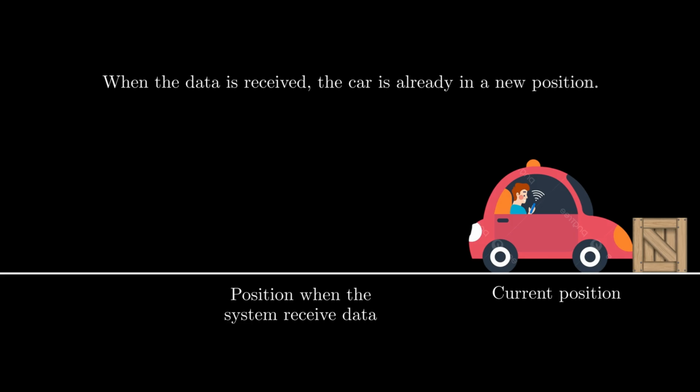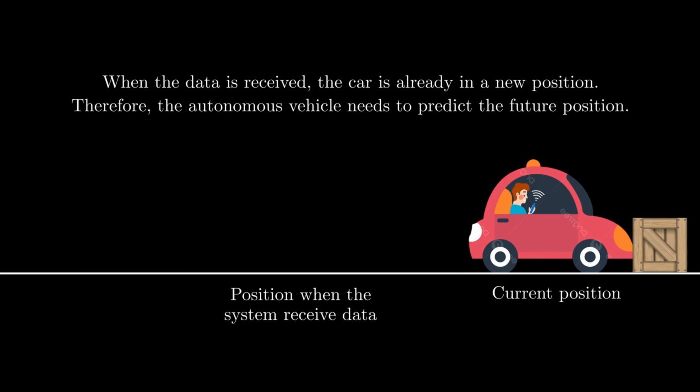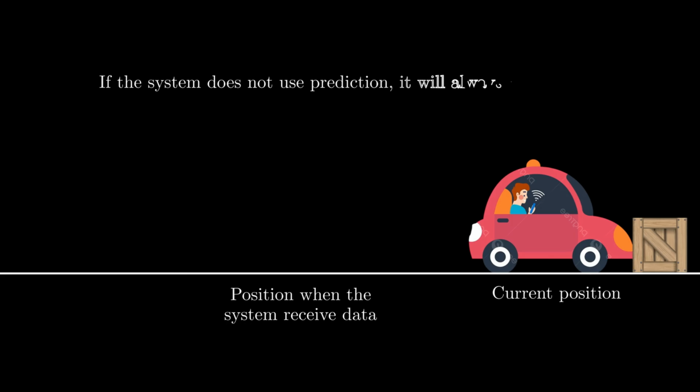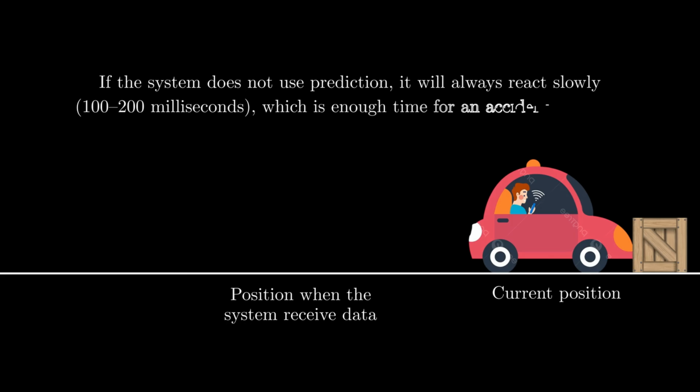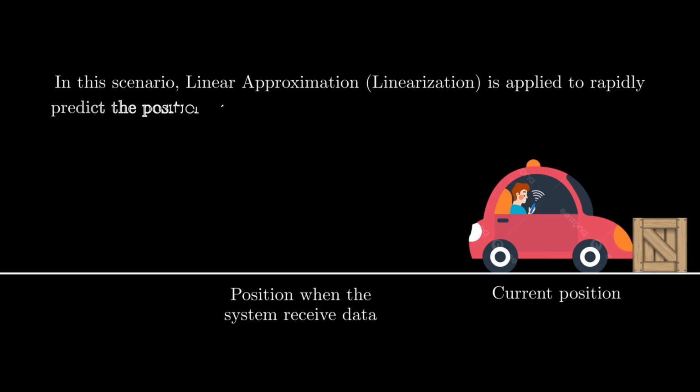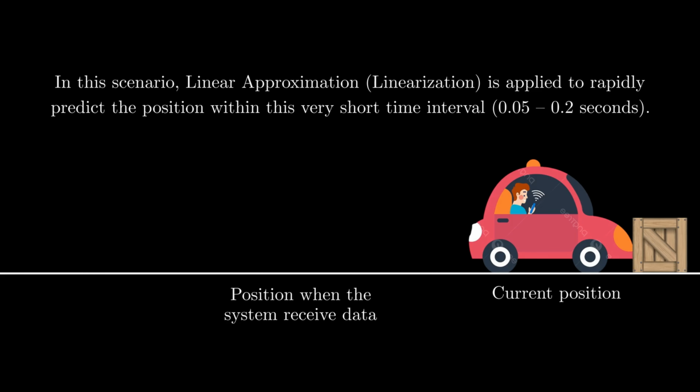When the data is received, the car is already in a new position. Therefore, the autonomous vehicle needs to predict the future position. If the system does not use prediction, it will always react slowly, which is enough time for an accident to occur. In this scenario, linear approximation is applied to rapidly predict the position within this very short time interval.